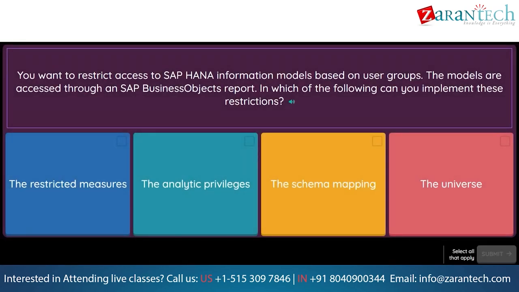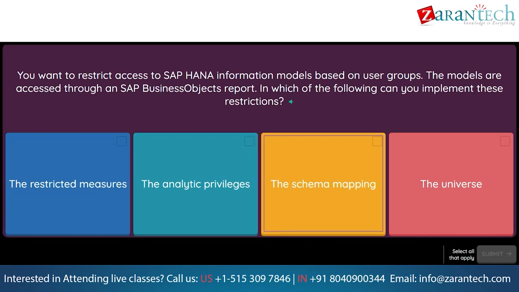Question, you want to restrict access to SAP HANA information models based on user groups. The models are accessed through an SAP BusinessObjects report. In which of the following can you implement these restrictions? Option 1, the restricted measures. Option 2, the analytic privileges. Option 3, the schema mapping. Option 4, the universe.